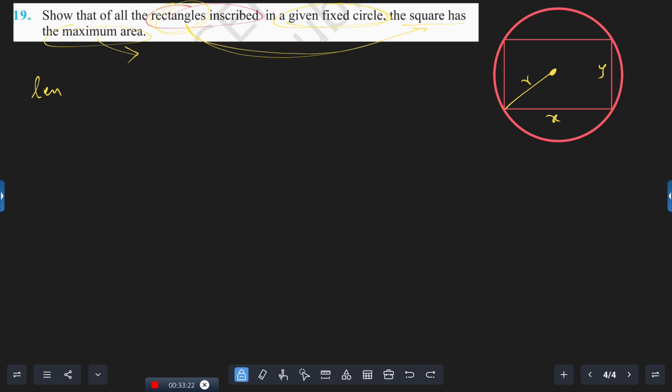Let me write first. Let length be x and breadth be y, and r is equal to the radius of the circle. R is the radius. x and y are the length and breadth of a rectangle. Okay, it's a rectangle.